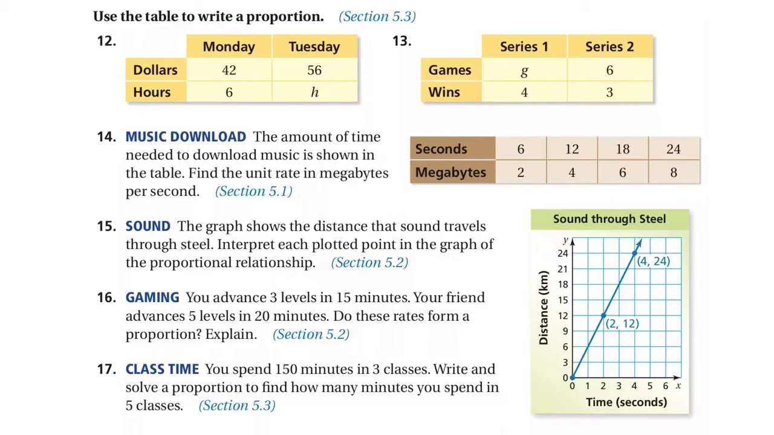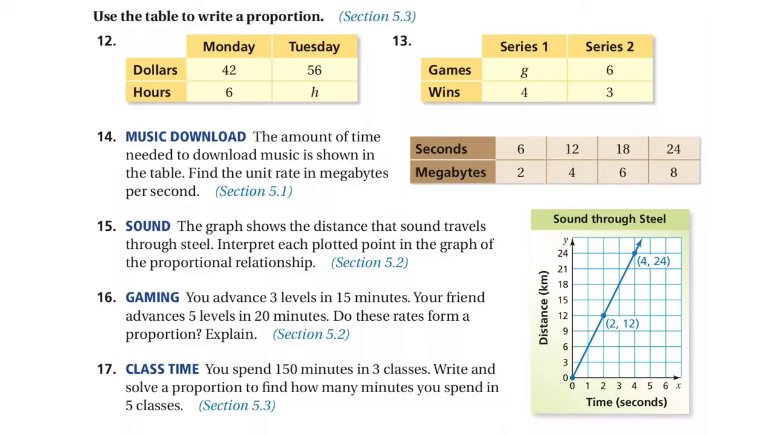For 15, the graph shows the distance that sound travels through steel. Interpret each plotted point. So there are 3 plotted points there. Remember, you're putting the y coordinate with the y units over the x coordinate with the x units. So for instance, that top dot would be 24 kilometers over 4 seconds. And that's interpreting the point, 24 kilometers per 4 seconds.